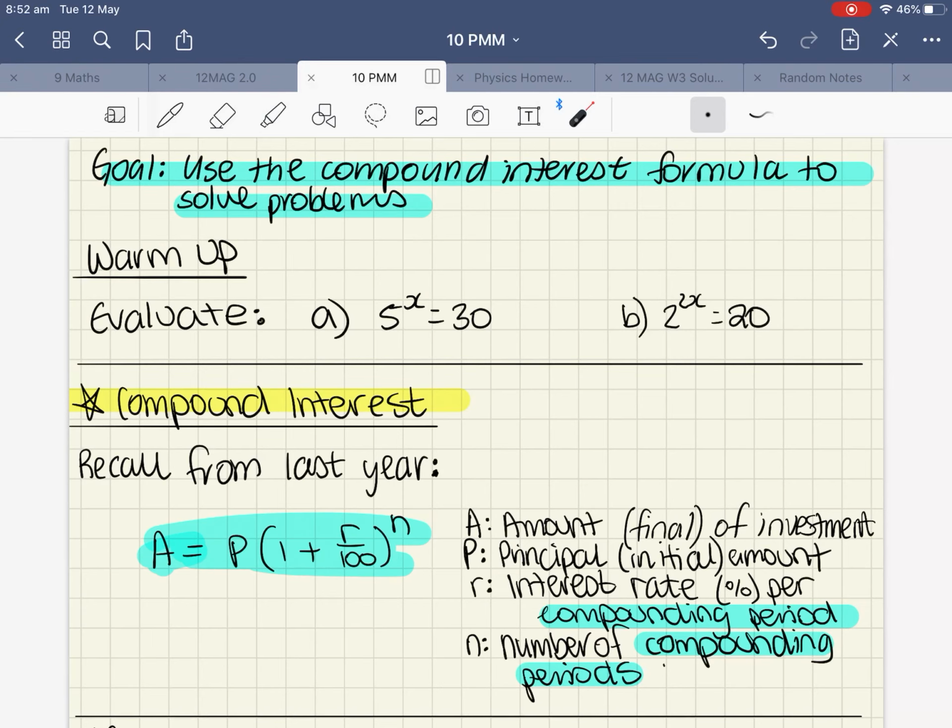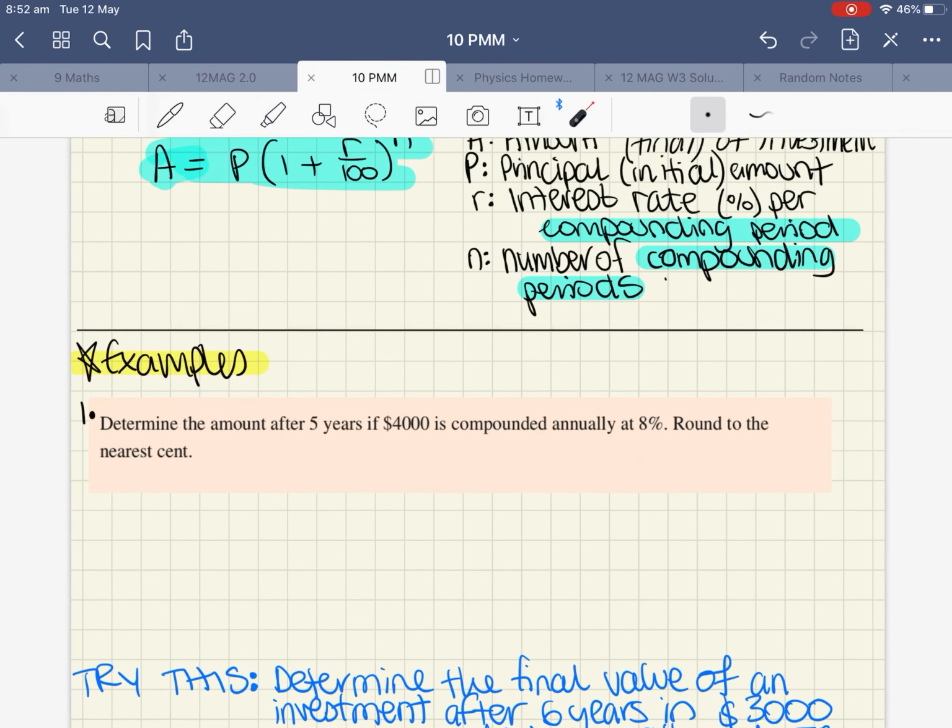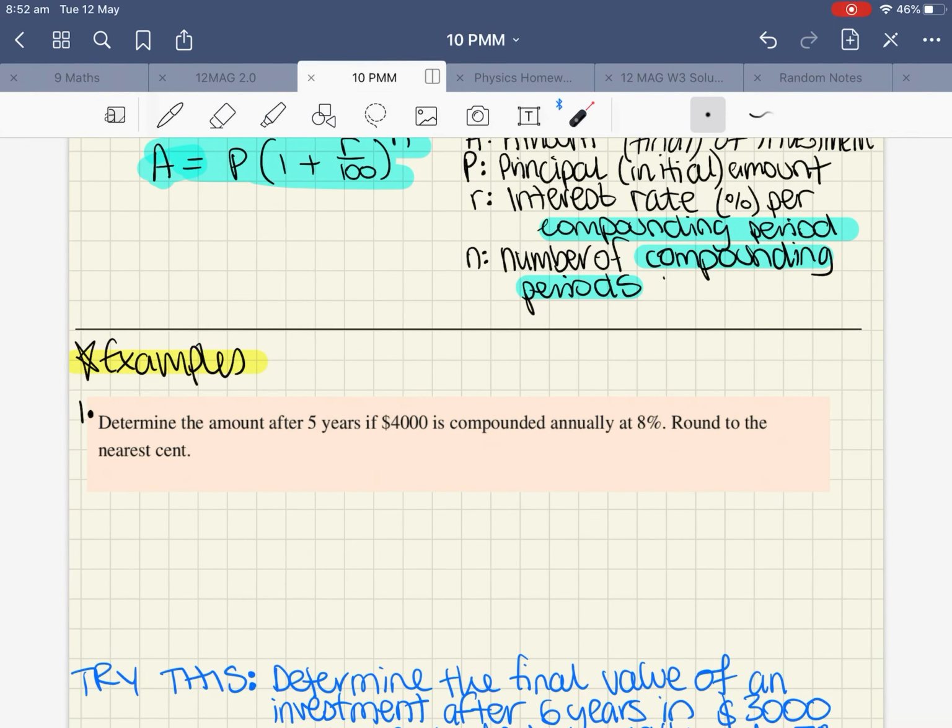So let's get stuck into an example. Let's consider a $4,000 investment. We want to determine the amount after 5 years if $4,000 compounds annually at 8%. Round to the nearest cent. So here's what we do. We write in our equation to the power of n.